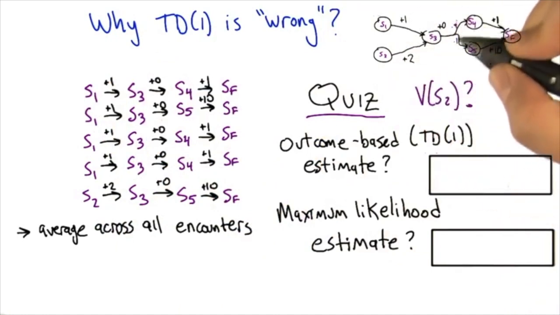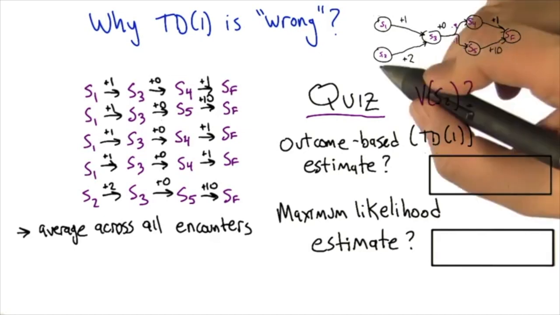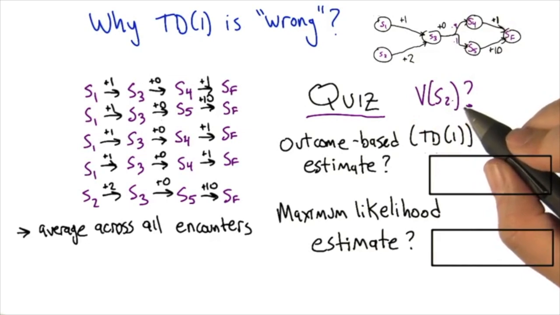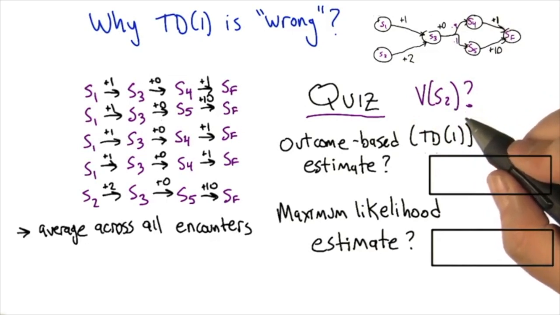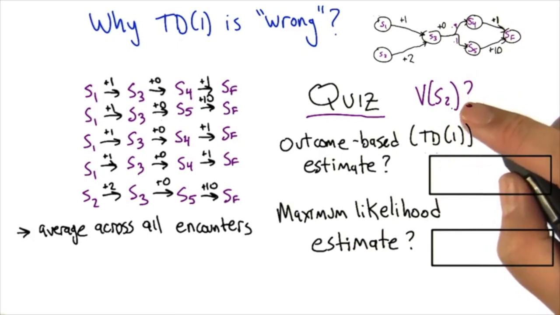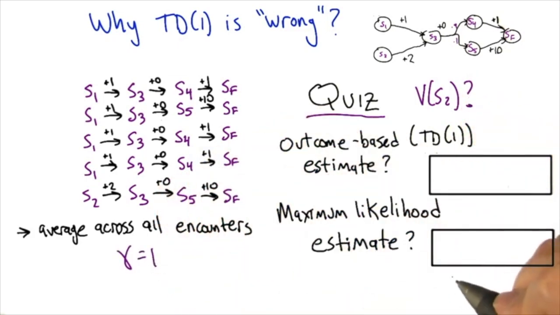Which aren't going to be exactly what they show here because this is the true model, but we can estimate it based on the data, and then we can say, okay, given that estimate, what is the value of S2? Okay, that seems reasonable. But you probably should also ask what the discount factor is. Oh, yeah, what's the discount factor? Good question. Just for simplicity, we'll go with gamma equals 1 again.